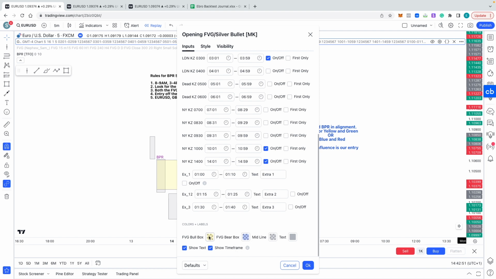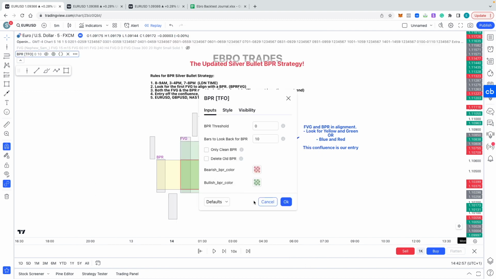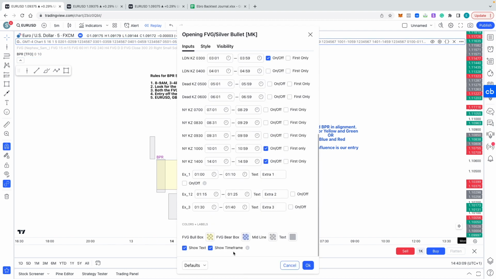So if we've got a yellow fair value gap overlapping with a green balanced price range, then we can take the trade because they are both bullish. On the other hand, if we have a bearish balanced price range, which is red, overlapping with a bearish fair value gap, which is blue, then we have a bearish alignment, and we can also take the trade.